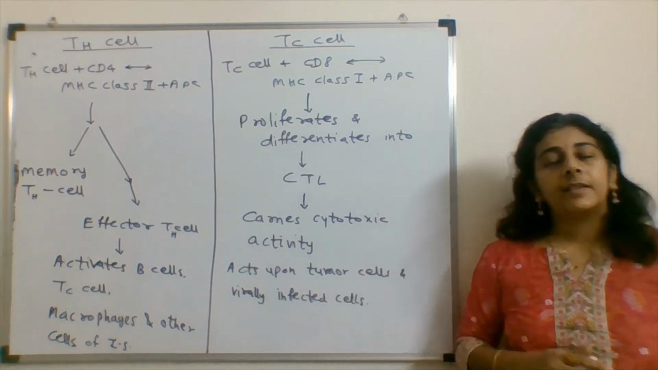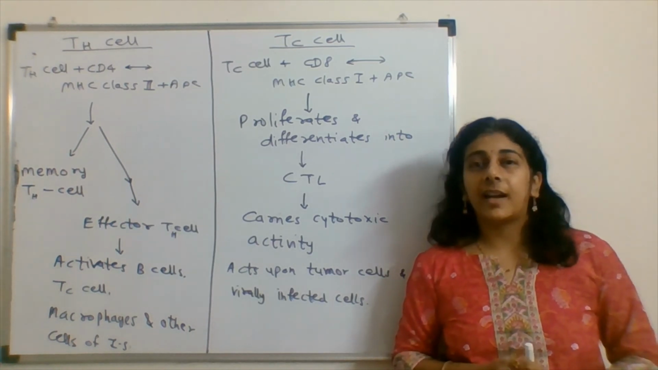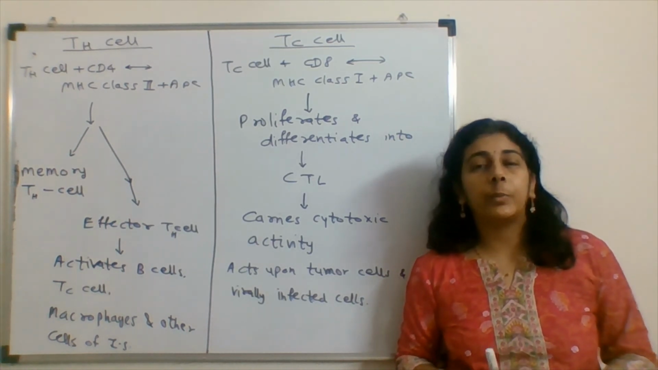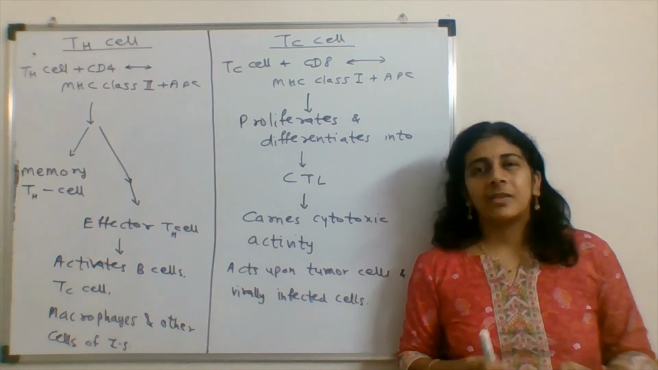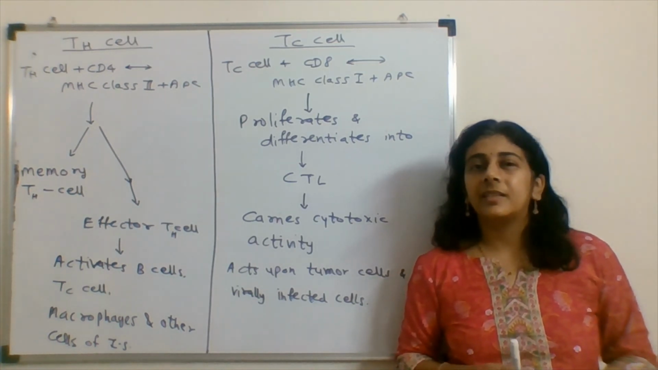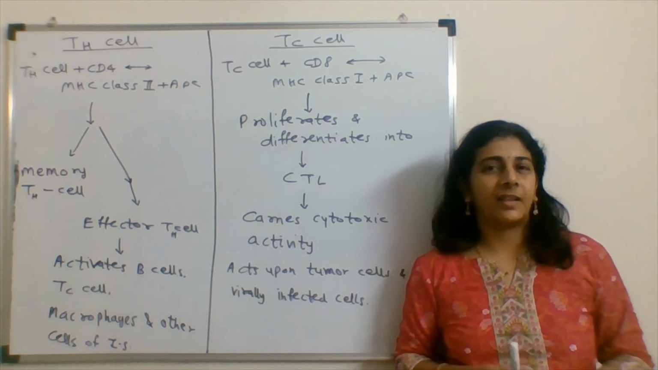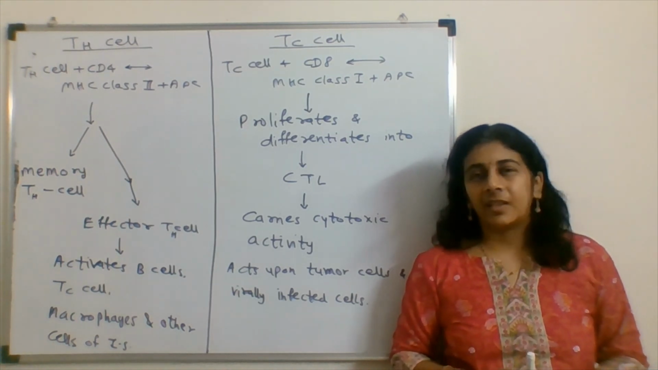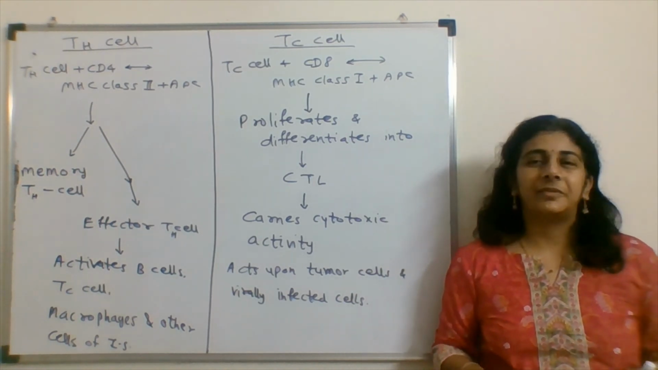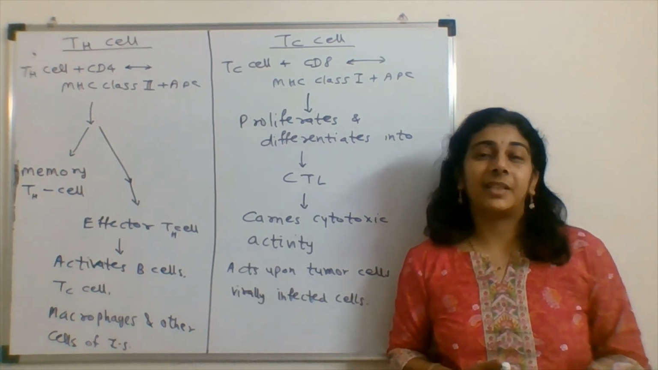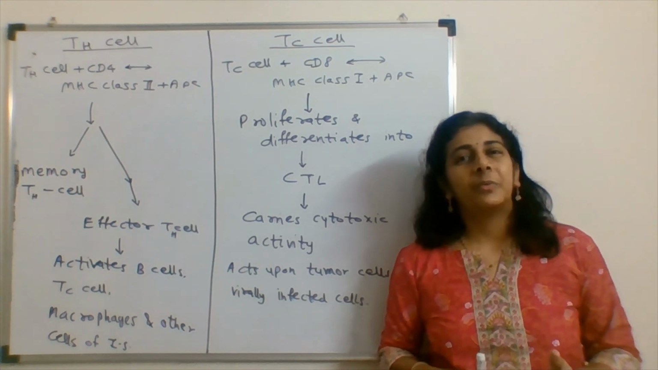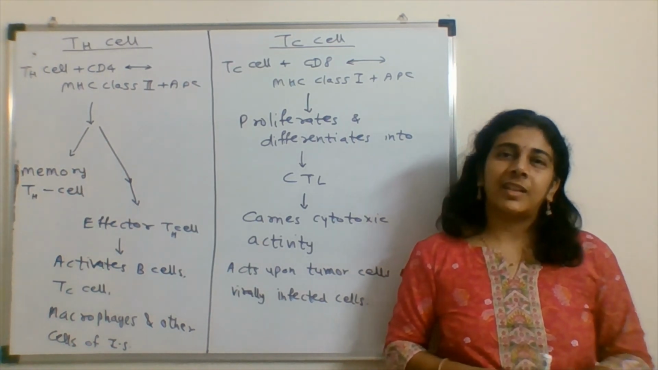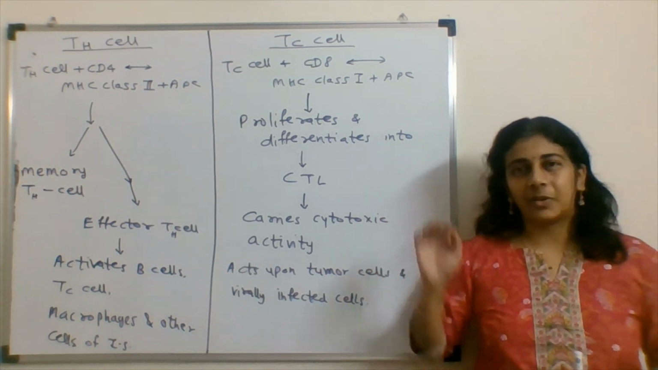The T cytotoxic cell is active against tumor cells or virally infected cells. As we can imagine, the tumor cell or virally infected cell has to be killed. There is no option for that. Even if it is our own cell, once it is virally infected, we need to kill that cell. So that is done by the T cytotoxic cell.